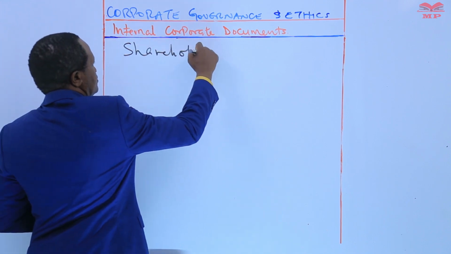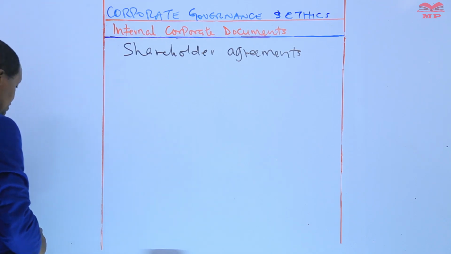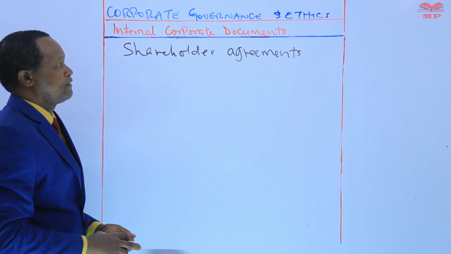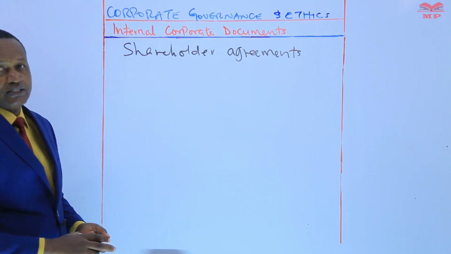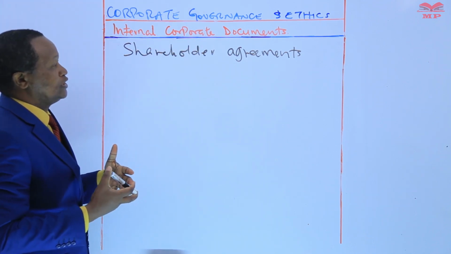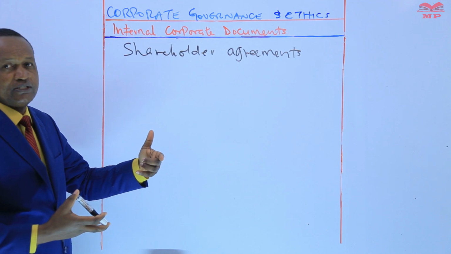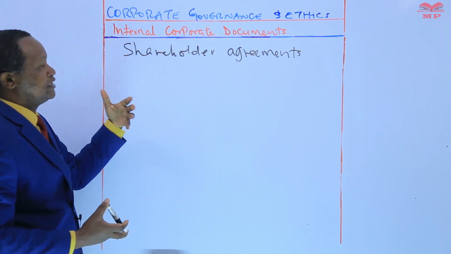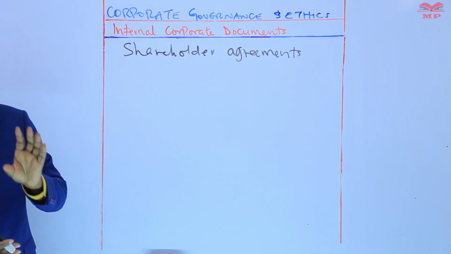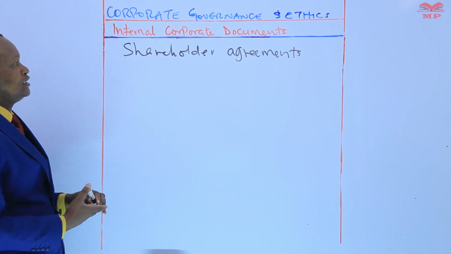Shareholder agreements. Now, shareholder agreements are also known as stockholder agreements, and these are internal corporate documents. A shareholder agreement is an internal corporate document that outlines the rights and the responsibilities of shareholders of a company.